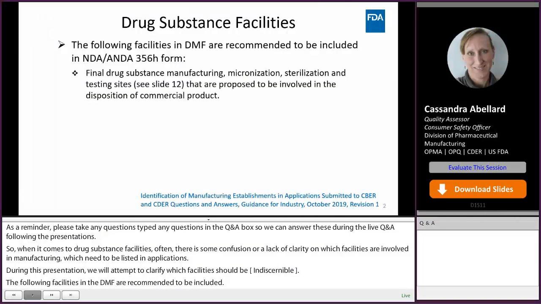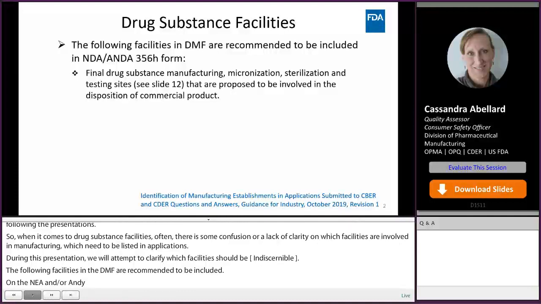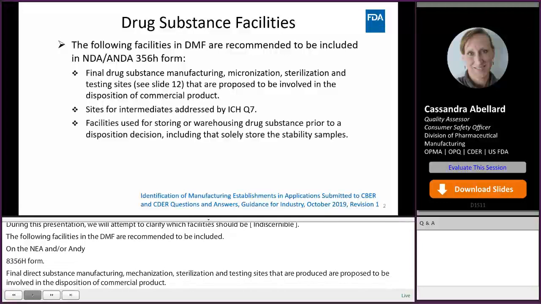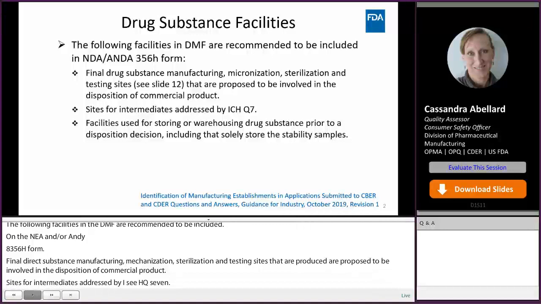All final drug substance manufacturing, micronization, sterilization, and testing sites that are produced or proposed to be involved in the disposition of commercial product. Sites for intermediates addressed by ICH Q7. Facilities used for storing or warehousing drug substances prior to disposition decision, including those that solely store the stability samples.